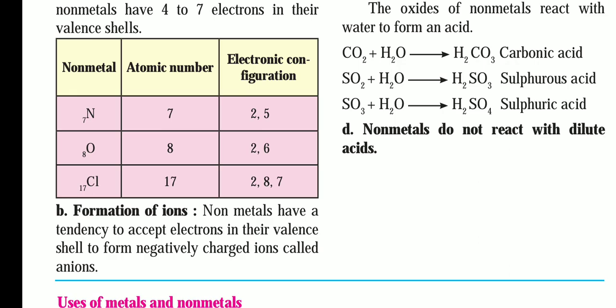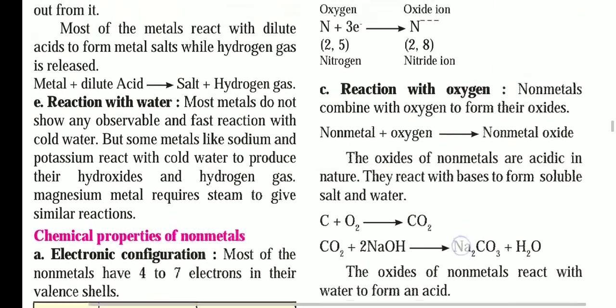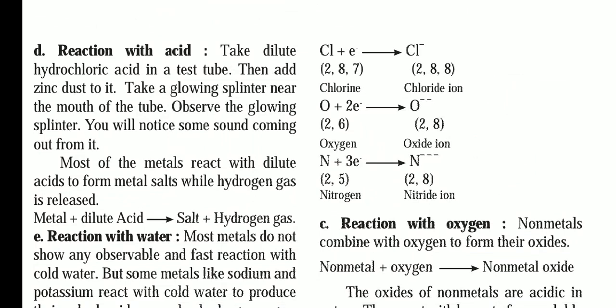Now here are some examples: chlorine plus e minus. Here 2, 8, 7 means it requires only 1 electron to complete its octet. Chlorine takes one electron, so it is converted from Cl to Cl minus. Same in oxygen plus 2e, so it is converted into O 2 minus.